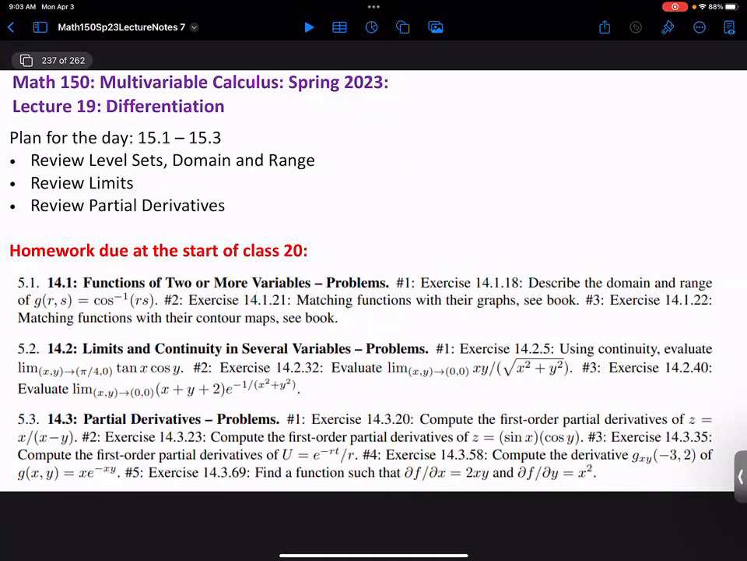A lot of times limits are not so bad if you just substitute in the value that you're approaching, that point that you're approaching, for the variables. If things are nice, that gives you the answer. Most limit laws are what you would expect. The limit of a sum is the sum of the limits. There are a few technical issues that we'll talk about. And then the last is just reviewing partial derivatives.